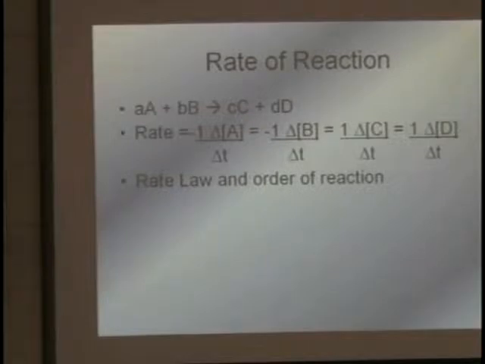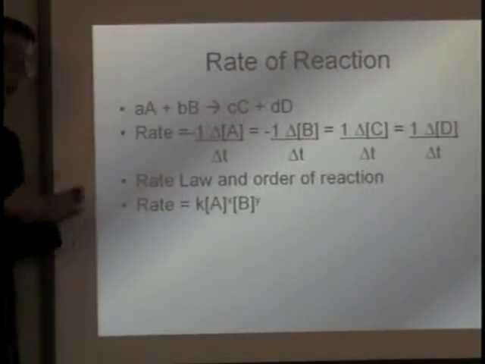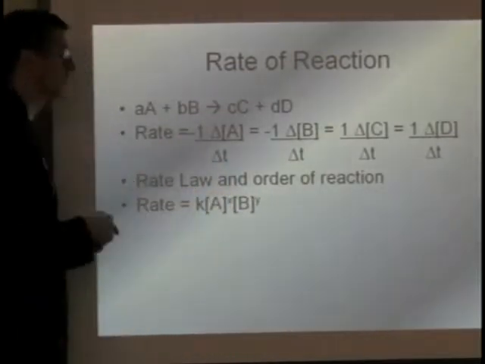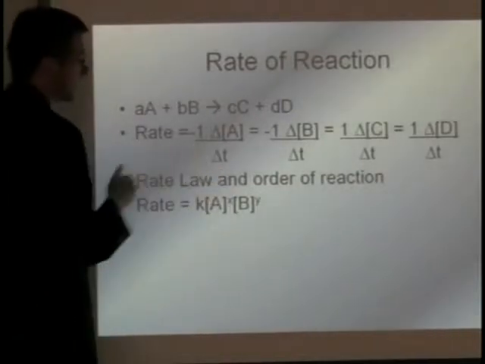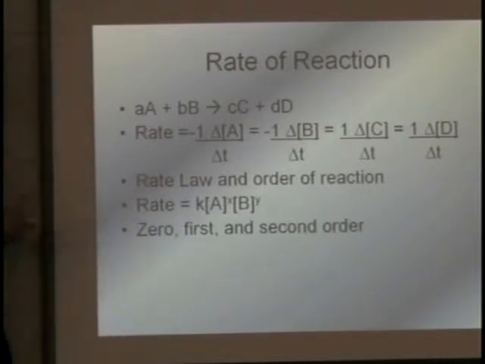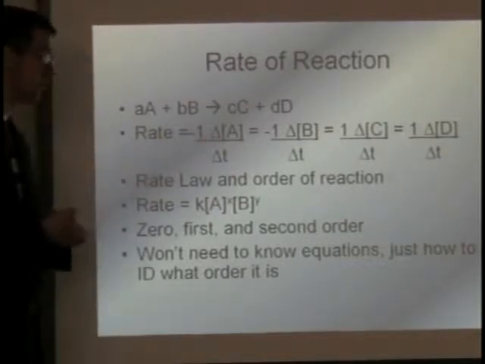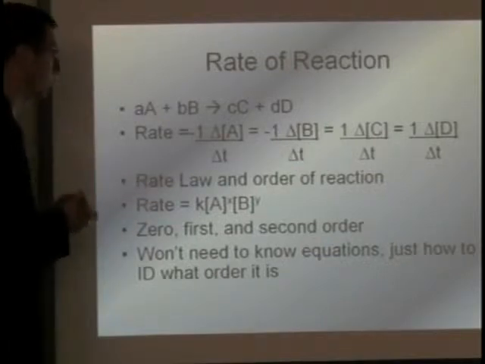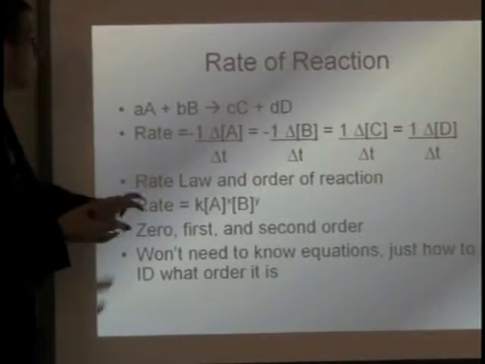Rate law and the order of the reaction is the next thing we have to refer to. The rate law is expressed as k, which is a constant, [A]^x [B]^y. Now the x and the y are referring to the order of the reaction, which we'll talk about in a second, and then again the A concentration, B concentration. There's 0, first, and second order reactions that we are aware of, but unlike in the fall semester, we won't need to know the equations. So we went over all the equations for half-life and just any time within a reaction for first order, second order, and 0 order. We just have to know how to identify what order a reaction is.